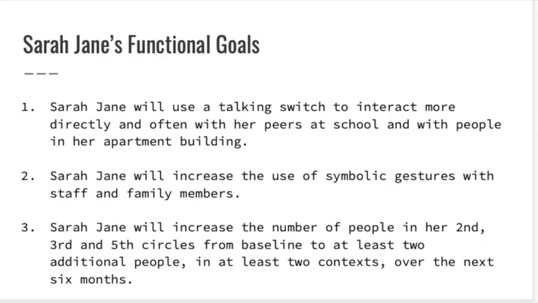From these summarized results, we can determine functional goals for Sarah Jane that reflect her perceptions and preferences and her key communication partners. Sarah Jane's goals are as follows. Sarah Jane will use a talking switch to interact more directly and often with her peers at school and with people in her apartment building. Sarah Jane will increase the use of symbolic gestures with staff and family members. Sarah Jane will increase the number of people in her second, third, and fifth circles from baseline to at least 2 additional people in at least 2 contacts over the next 6 months.